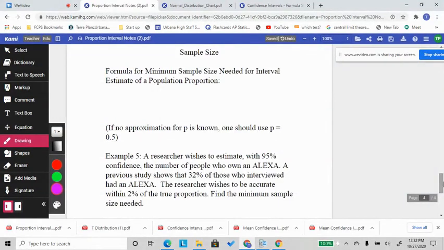Okay, formula for sample size needed. Here we go. This should be done before you even do any study.